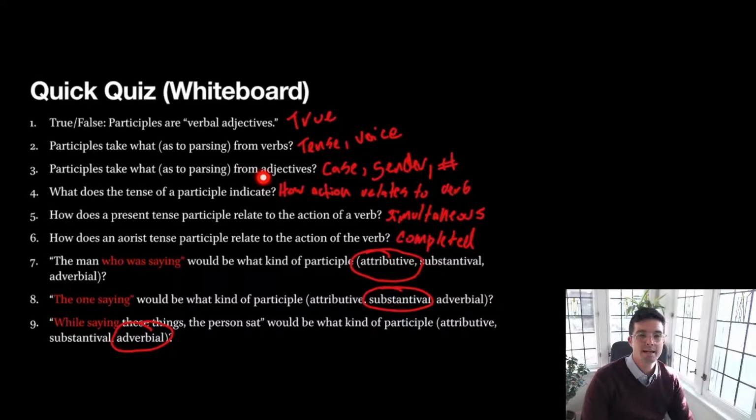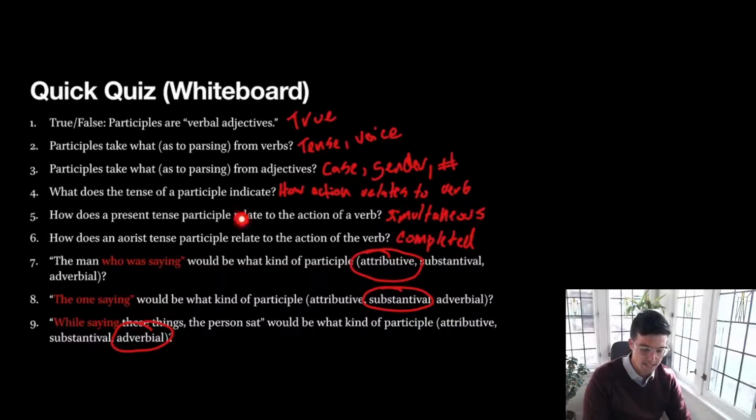What does the tense of a participle indicate? It indicates how the action relates to a verb. So it doesn't tell us necessarily the time of the action. We get the time of the action from the verb itself. The tense of the participle tells us how the action relates to the verb.